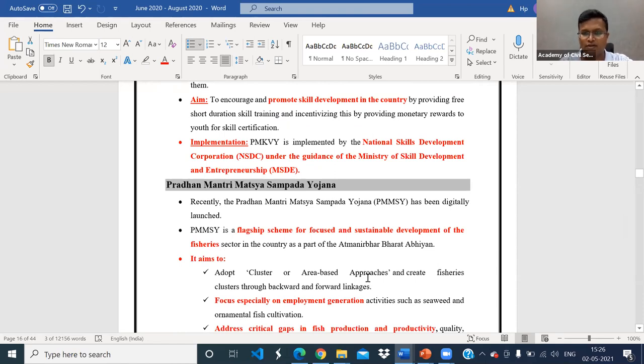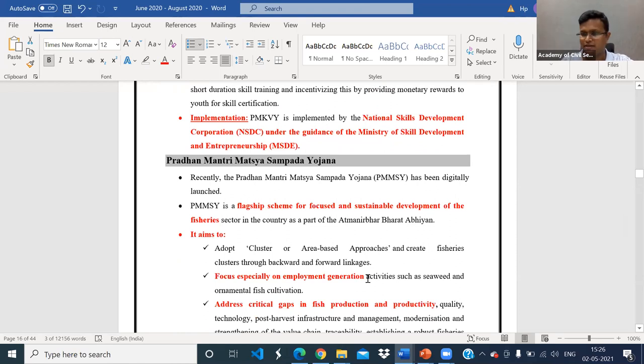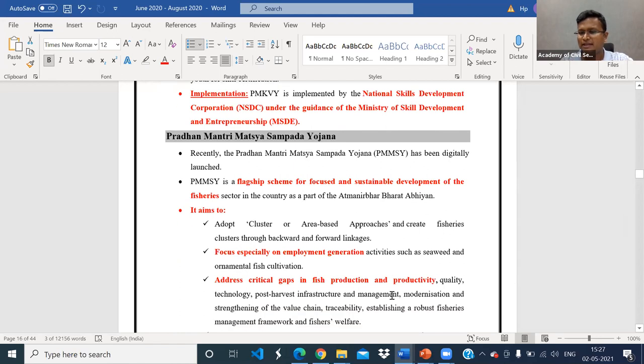It is a program for development of the fishery sector in India. Matsya means fish. It is a scheme for fishery development as a part of Atmanirbhar Bharat Abhiyan, self-sufficient India. We want to be self-sufficient in the fishery sector also, because in India, a lot of fishery productivity is there. We have the potential to produce inland fishery and to catch sea fishery, the marine fishery also.